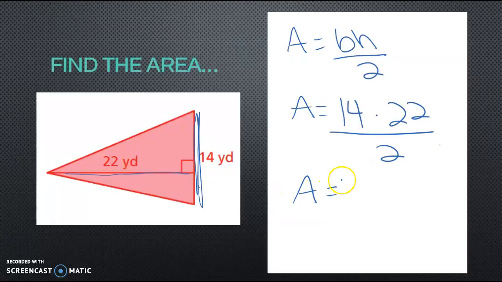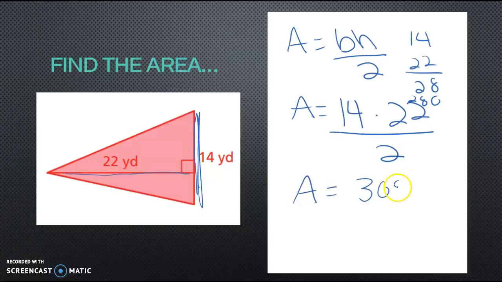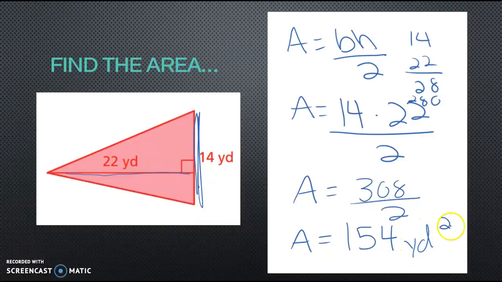So we have to figure out what 14 times 22 is first. So I'm going to do that over here real quick. We have 14 times 22. 2 times 4 gives us 8. 2 times 1 gives us 2. Then we add our 0. 2 times 4 is 8. 2 times 1 is 2. We add that together. We are going to get 28 plus 280. We are going to get 308 over 2. Then in order to figure out the final answer, you need to simplify further, so we need to figure out what 308 divided by 2 actually is. And that is going to be 154. And then we can't forget our label, so we have yards, and we have yards squared. Alright, so our final answer is 154 yards squared.